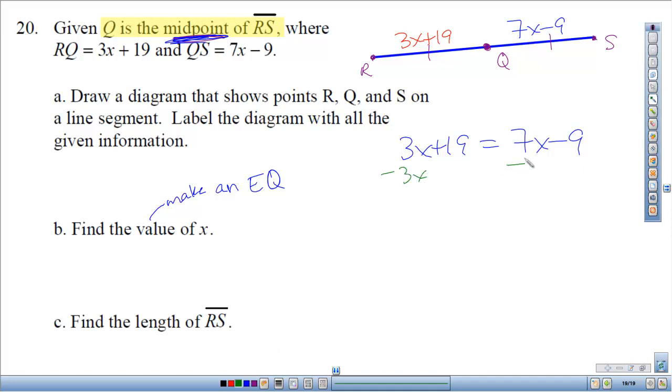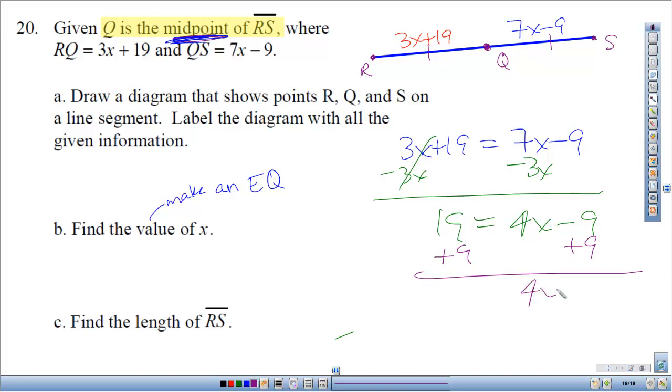I'm going to subtract 3x from both sides. So 19 is equal to 4x minus 9. I will add 9 to both sides. So now 4x is equal to 28. So if I divide both sides by 4, I get x equals 7. So the value of x, I just worked it out, x equals 7.